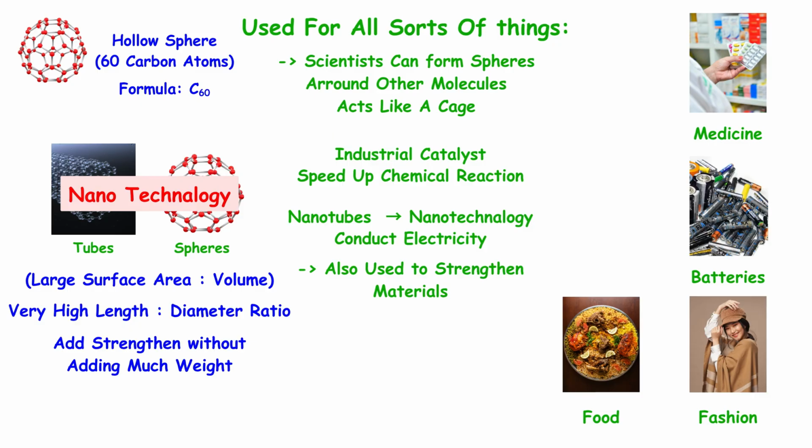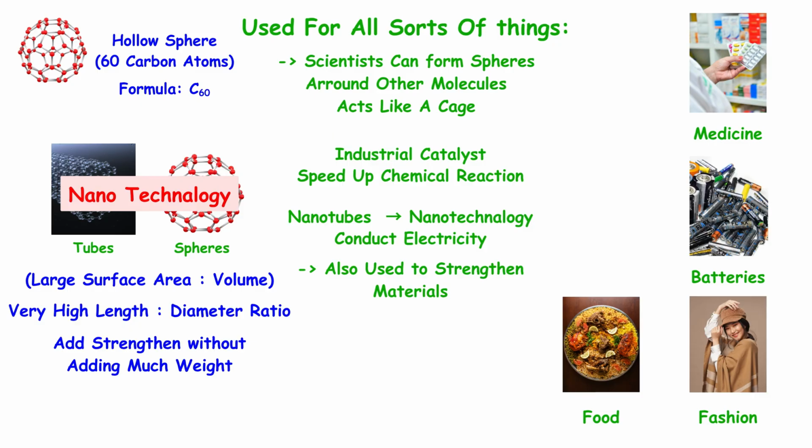This is made possible because nanotubes have an extremely high length-to-diameter ratio, which simply means they are very long and very thin. This quality enables them to add significant strength to an object without adding much weight, which is especially important in sports equipment, aerospace materials, and protective gear.